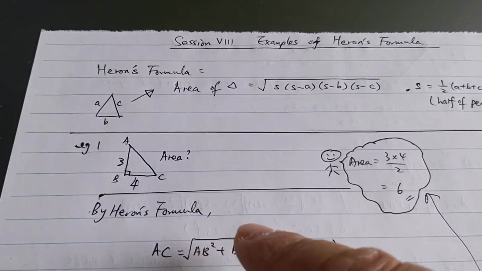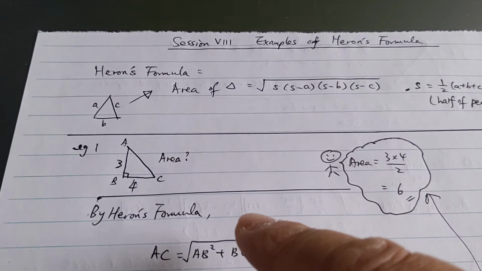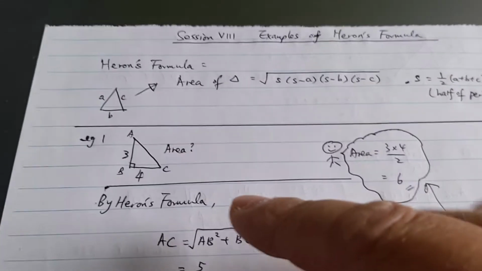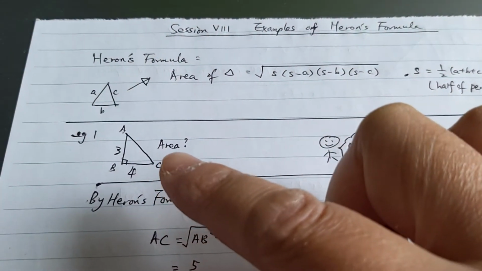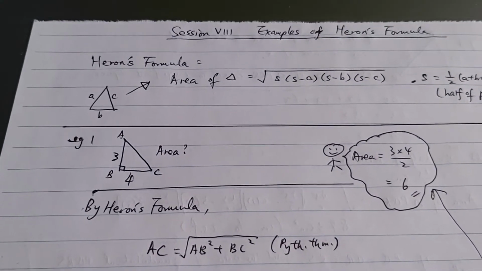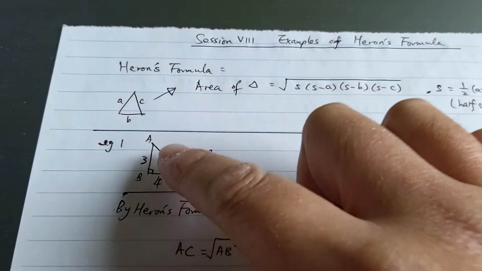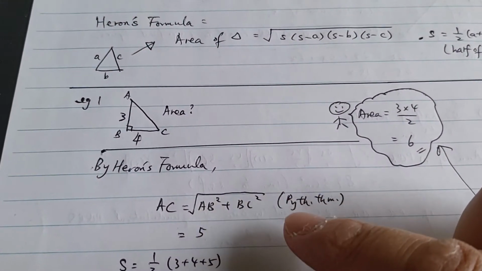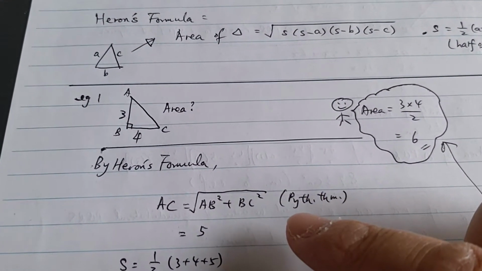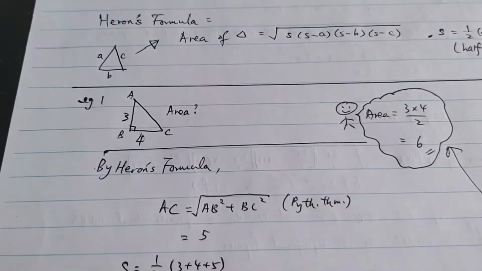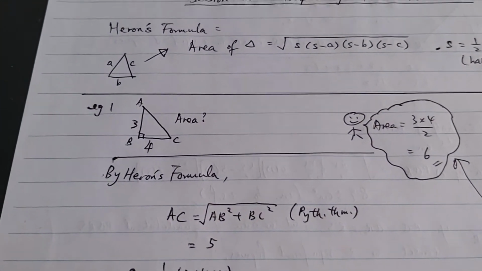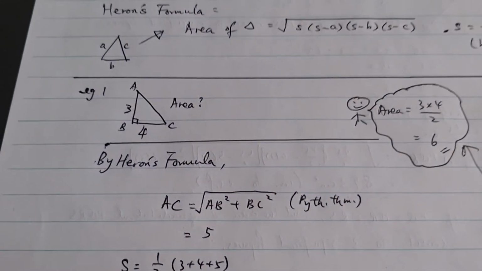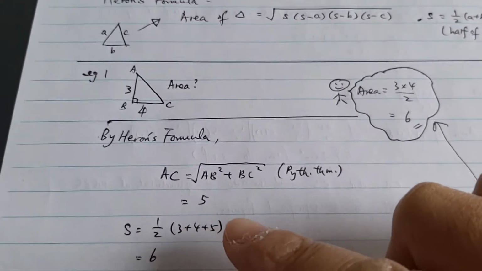In this example, we can still use Heron's formula to show you the formula is correct. In this case, there are only 2 sides given. We can find the other side, the hypotenuse. First we find AC, the hypotenuse, which is the square root of AB squared plus BC squared, by the Pythagoras theorem. So it is 3 squared plus 4 squared, and take the square root. The answer is positive 5.